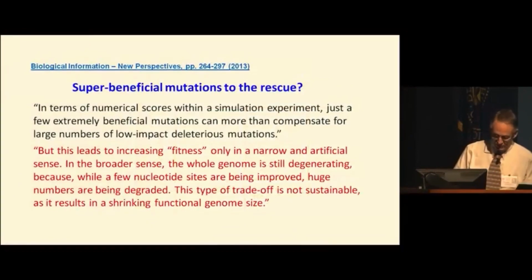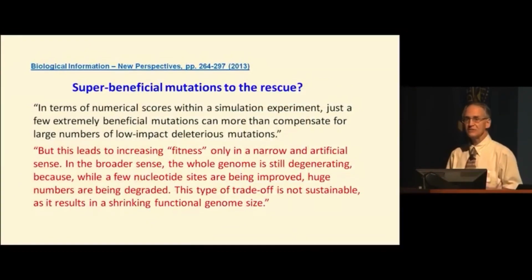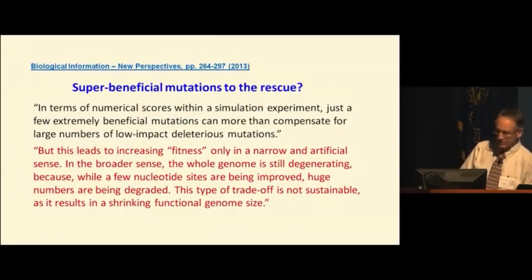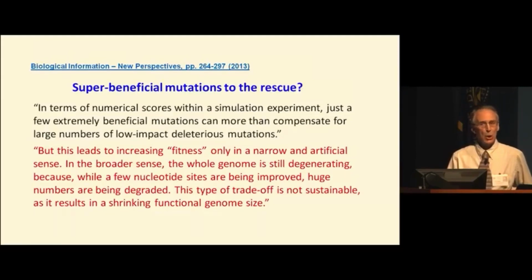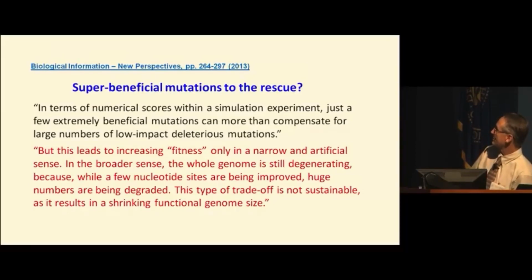So we've done thousands of numerical simulations with different parameters. What we see is that using realistic parameters, we always see net loss of information, net loss of fitness. But if we have enough beneficials, and if there are enough high-impact beneficials, we can create a situation where our numerical scores within a simulation, due to just a few extremely beneficial mutations, can more than compensate for large numbers of low-impact deleterious mutations.